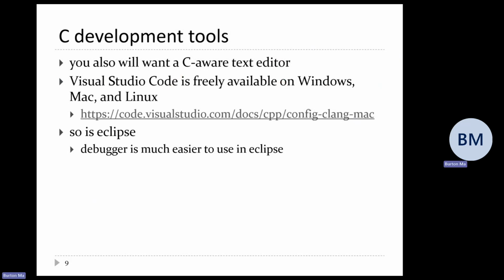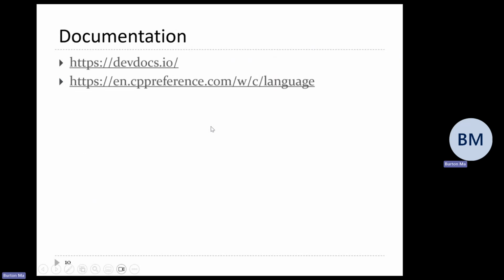You need a text editor of some kind. Visual Studio Code is pretty good. You can install plugins that understand the C language. It's available everywhere, so you might want to consider using that. You don't have to. You can use some other text editor if you want. If you want to do any debugging, the Eclipse debugger is actually pretty good. It's much easier to use than the command line debugger that you'll have to use if you want to use Visual Studio Code, for example.